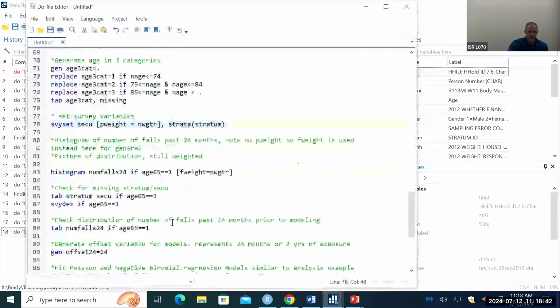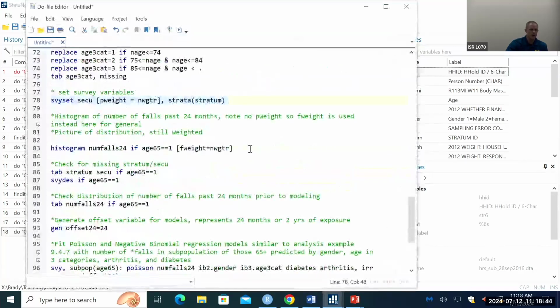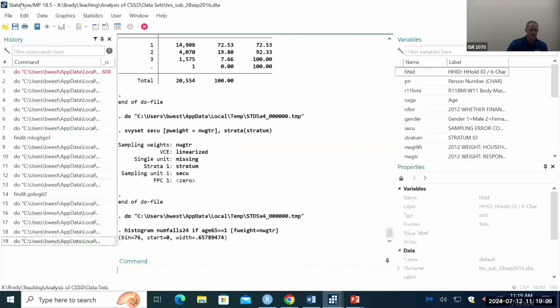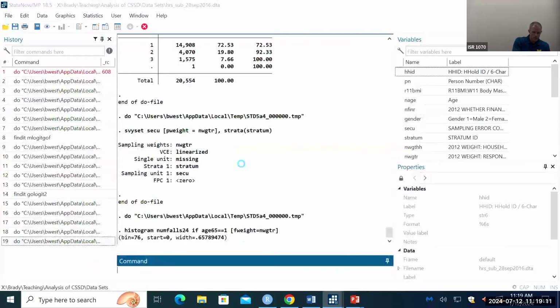Now we'll look at that histogram of the distribution of number of falls like we did in lecture, specifically restricted to people who are age 65 and above. Okay? And remember in Stata, when we make a histogram, we have to use F weight as opposed to P weight. So it doesn't like decimal weights in that particular command. So this is just going to round the weights, not making a huge difference in the end result of the histogram. So this is looking at the population estimate of what that distribution looks like.